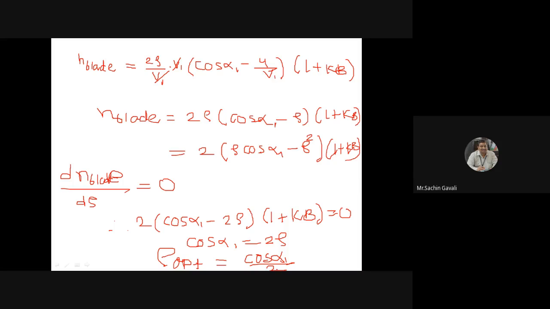Write in message box. Optimum value of rho in impulse turbine, what is that? Rho is equal to cos alpha 1 divided by 2. Others, Shaneshwar? Okay. So for impulse steam turbine, the optimum value of rho is equal to cos alpha 1 divided by 2. Okay. Now we want maximum efficiency. काय करायला maximum efficiency काढण्यासाठी आता?